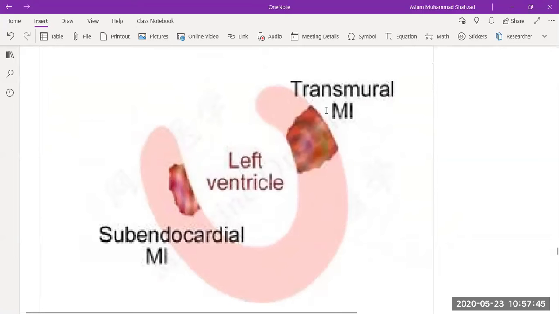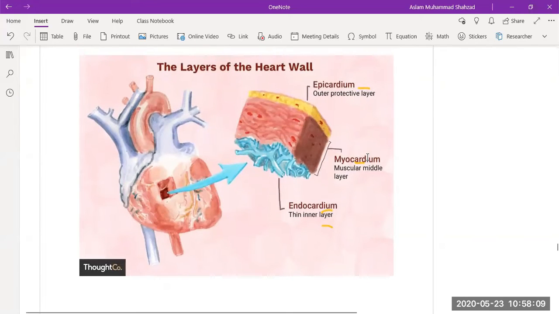And when we explain the transmural infarction, or subendocardial myocardial infarction, you can take a look that if it occurs between the layers, it is known as transmural. And you can see that it is in between the different layers of the muscles. It occurs in between the myocardium, so you can say that it is transmural.